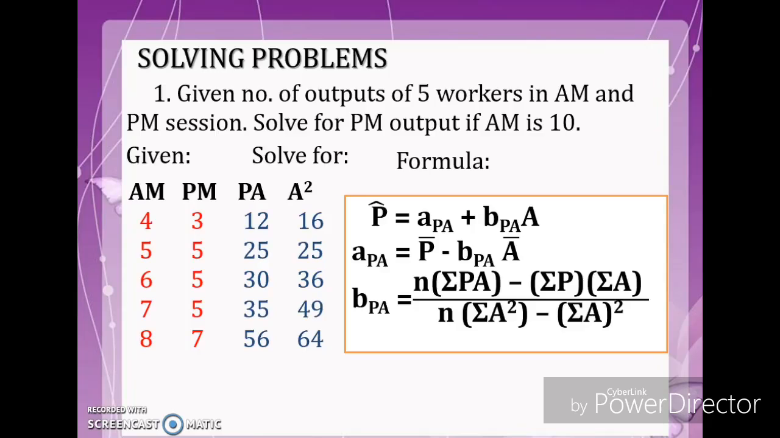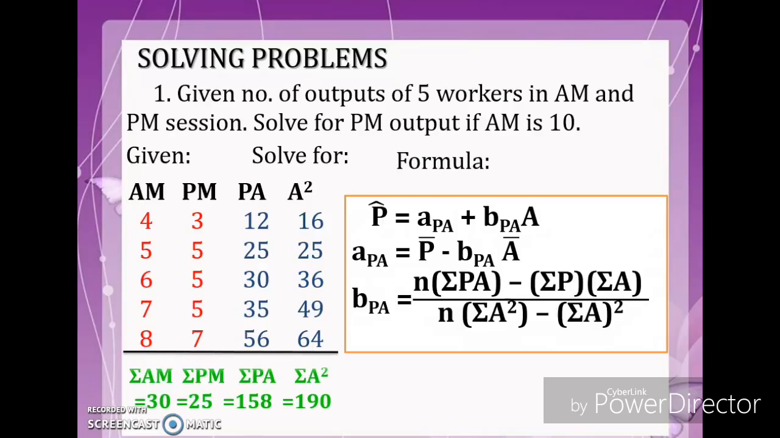So, para makuha natin yung value naman ng A squared, i-squared lang natin ang values ng AM. So, 4 squared is 16, 5 squared is 25, 6 squared is 36, 7 squared is 49, 8 squared is 64. Then, para makuha ang summation nila, ipag-add lang natin ang values nito.